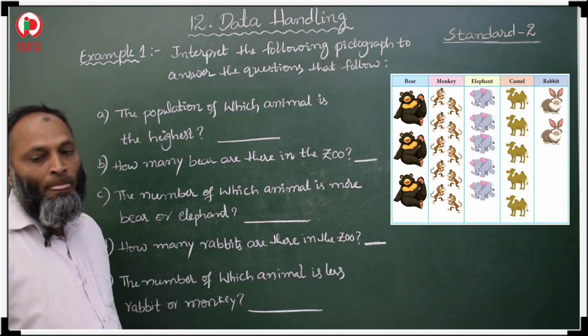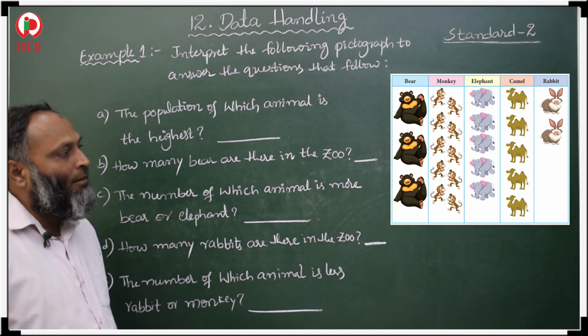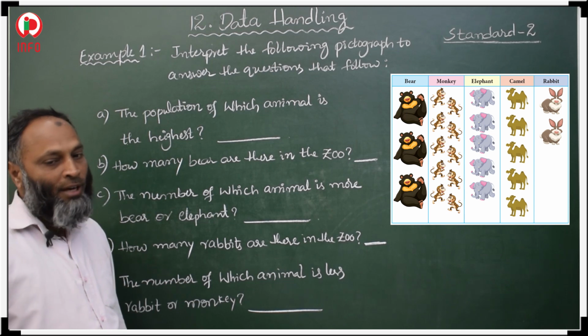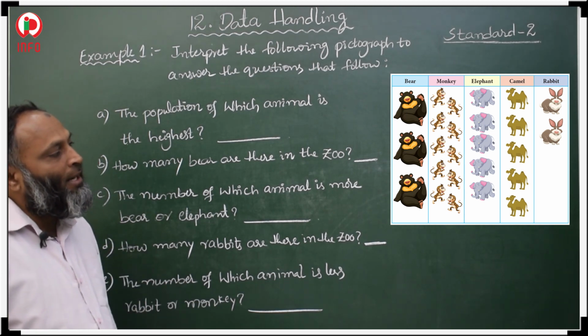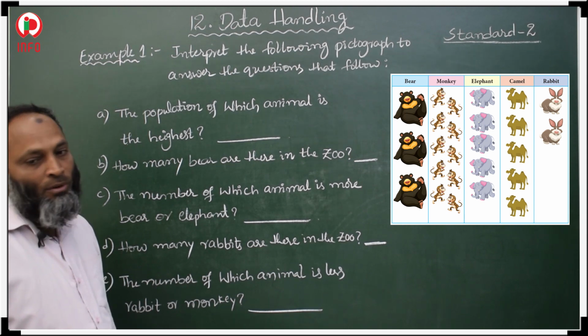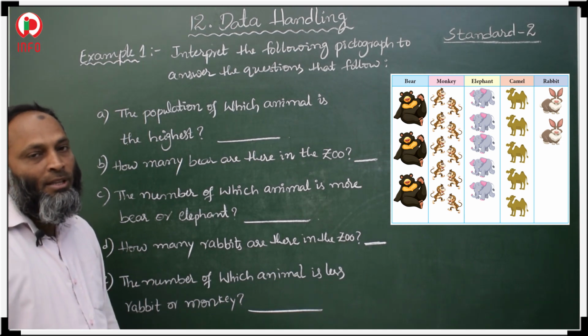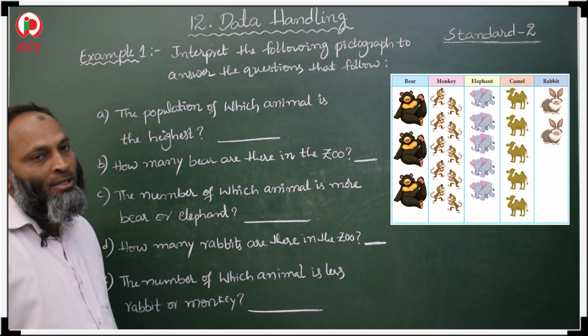Then after that, how many camels are there? 1, 2, 3, 4, 5. 5 camels are there. Then at the last column, how many rabbits were there? 1, 2. Only 2 rabbits were there.